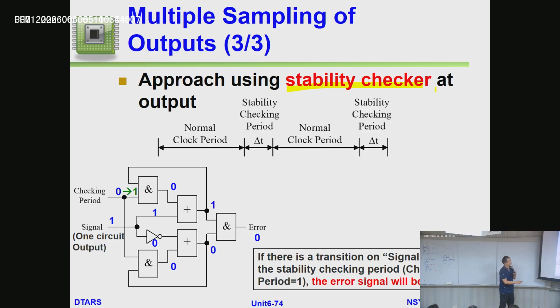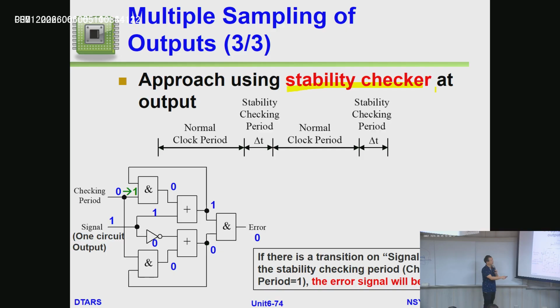And you will find that if we enable this to 1, if there is no transition in your circuit output, which means that we don't have temporary faults, then even though we have some transitions here, the output is still at 0. However, if in this period your circuit output is not stable because of some temporary faults, then there may be some transitions here, for example from 1 to 0, and then you will find this error will become 1. So this is one stability checker.